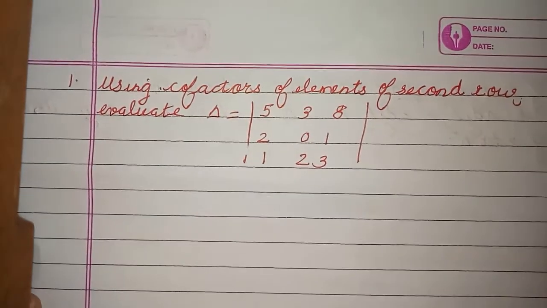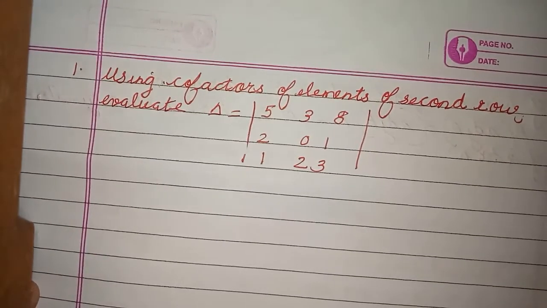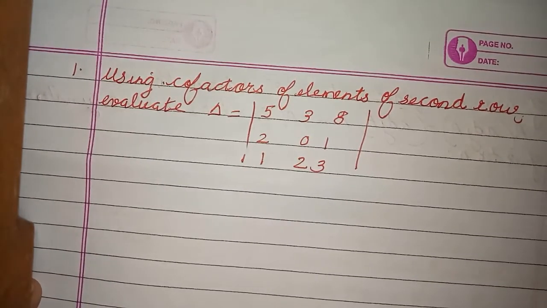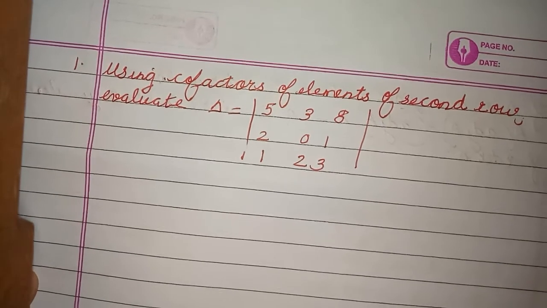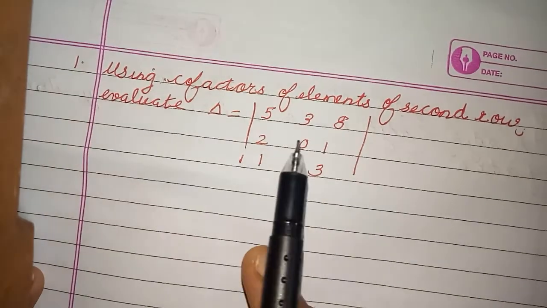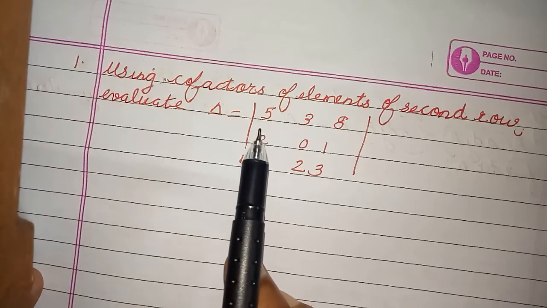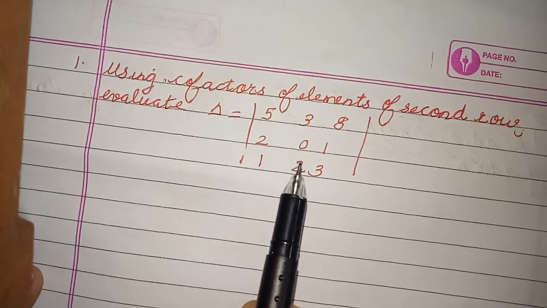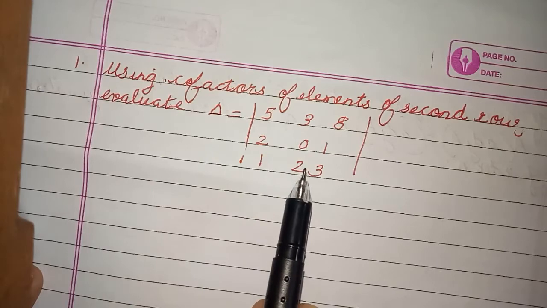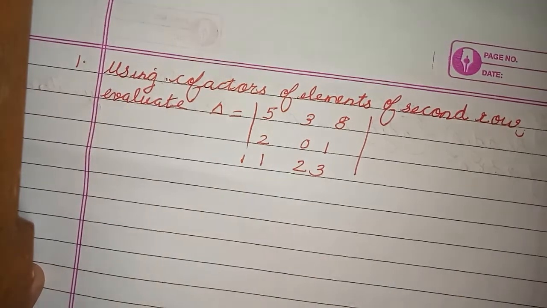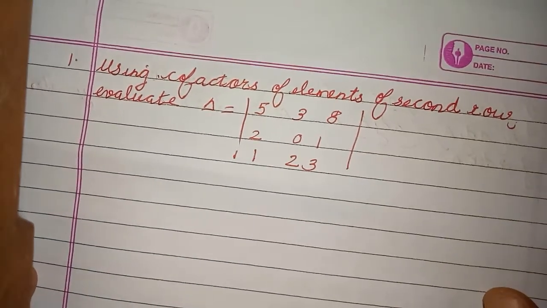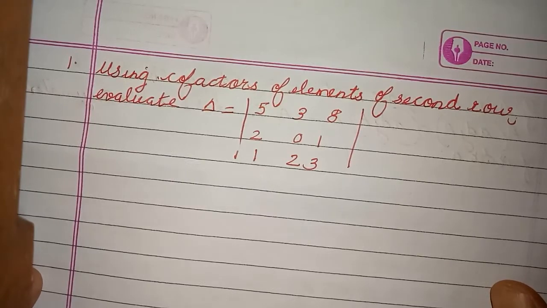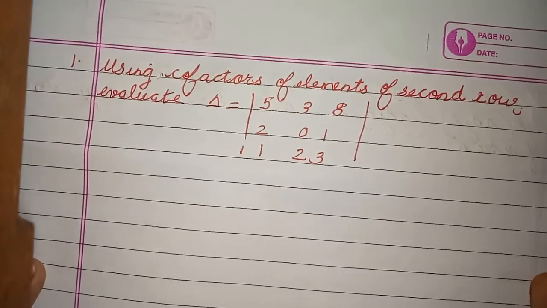Alright, so you know that children, last time when we solved problems, we saw that we can expand along any row and any column, right? But at that time we were not using the concept of cofactors. So in this problem I am going to use the concept of cofactors. In the last class I discussed minors and the cofactor matrix. So let us make use of this.